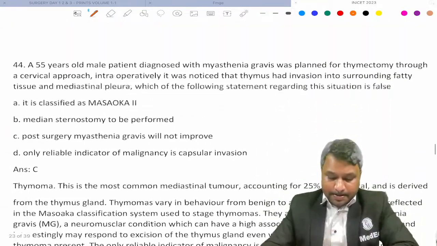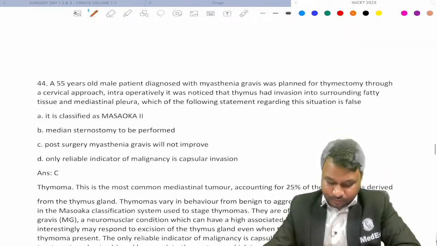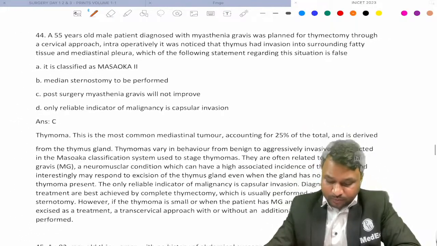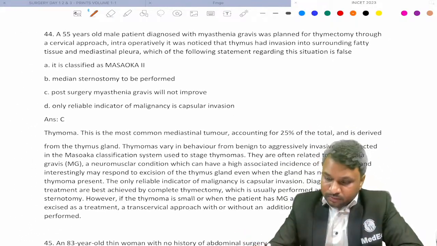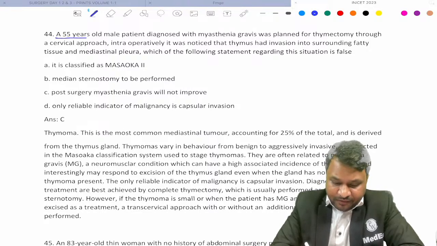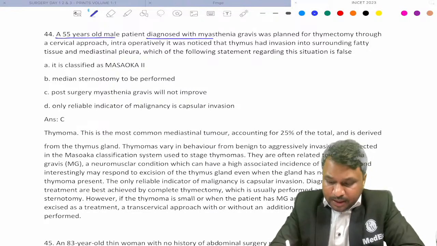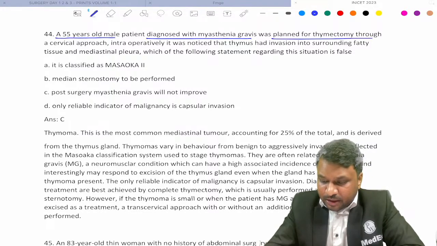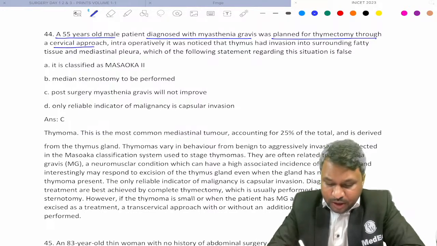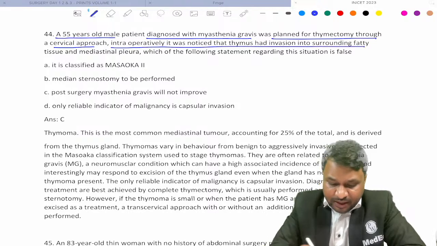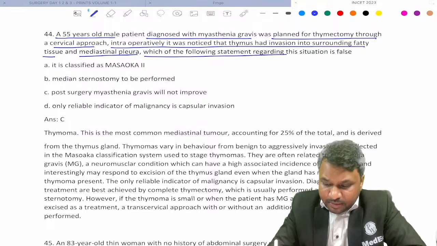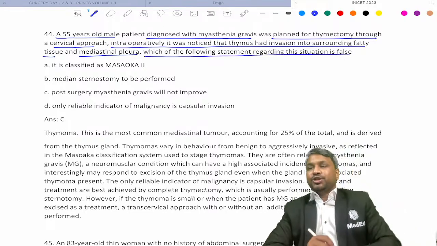Now question number 44. We have a 55-year-old male diagnosed with myasthenia gravis, planned for thymectomy through a cervical approach. Intraoperatively, it was noticed that the thymus had an invasion into the surrounding fatty tissue and the mediastinal pleura. Which of the following statements regarding this situation is false?